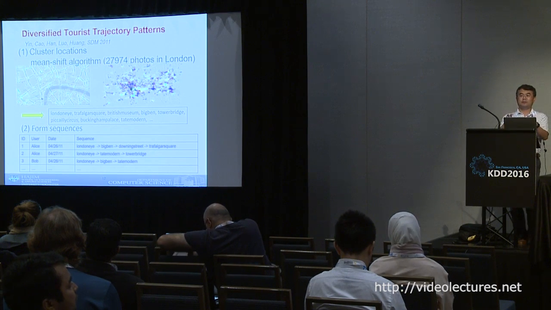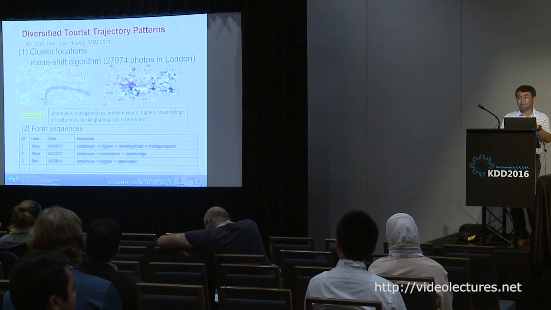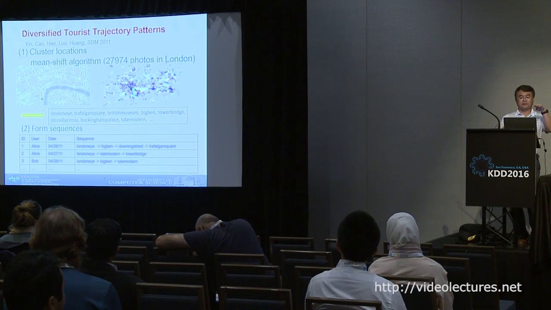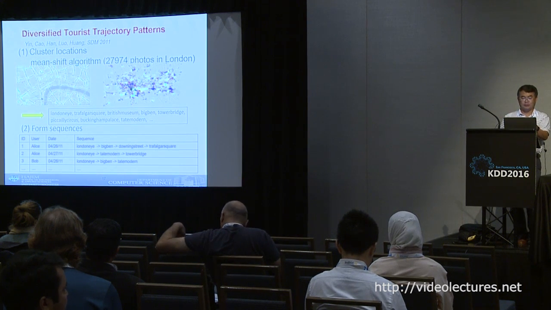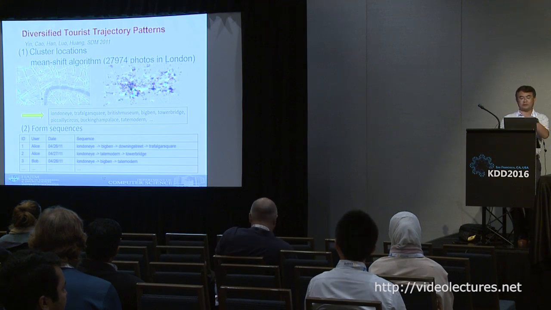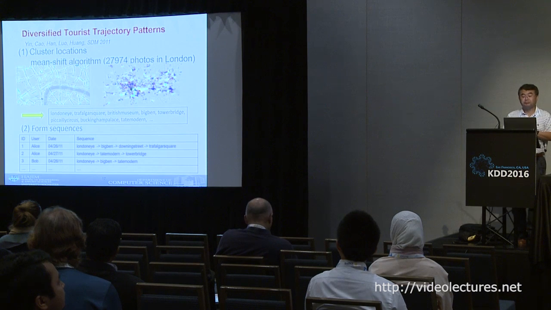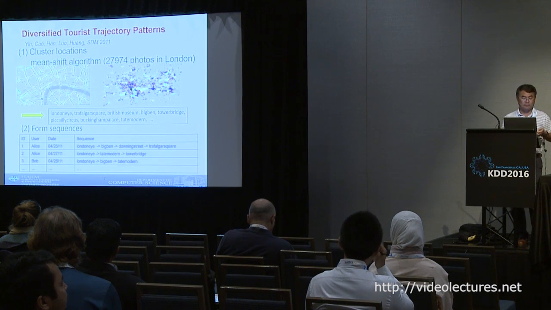And then once you determine the name of each spot, you can look at one particular user's picture collection. Then you can determine the sequence of attractions this person went through. So like Alice went through London Eye, Big Ben, Downing Street. Okay, that's on one day. The next day she did something different. And then we collect this for thousands of tourists.